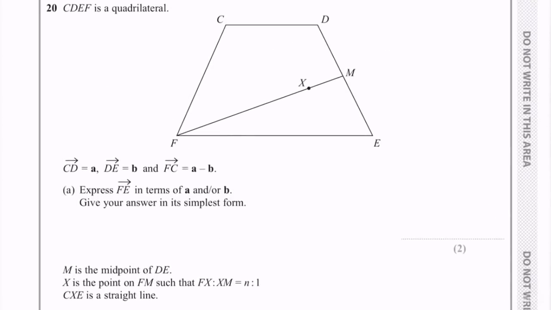Okay, I think this must be the last question. Yes, it is the last question. So we've got a vector question to do. This is quite nice because they've split it up into part A and B, which tends to have not been shown very much at the moment. But we've got it split up into A and B.